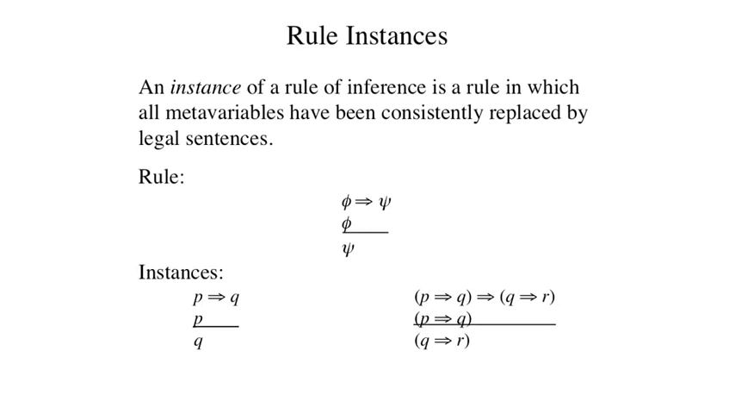An instance of a rule of inference is the rule obtained by consistently substituting legal sentences for the metavariables in the rule. For example, the rules on the bottom of the slide here are both instances of the implication elimination rule. In the first instance, we replace both occurrences of phi by p, and we replace both occurrences of psi by q. In the second instance, we replace both occurrences of phi by p implies q, and we replace both occurrences of psi by q implies r.